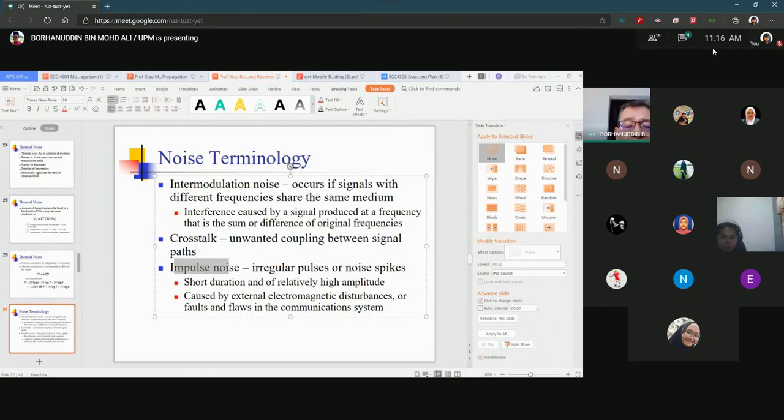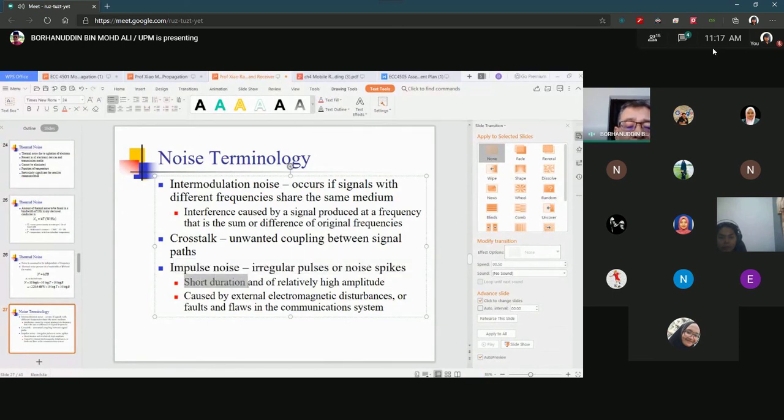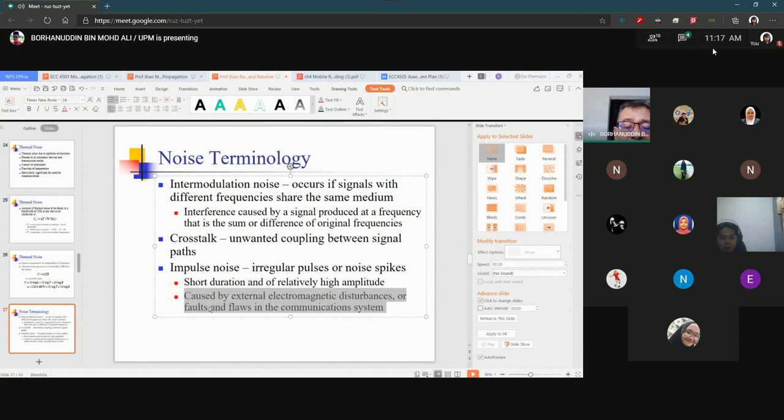And then there's impulse noise. These are irregular noise or noise spikes in the atmosphere, due to electrical things and so on. And it could be due to some extraterrestrial matter, like a meteor. If you transmit over a long distance, this meteoric burst can also interfere with your signal. It has short duration and relatively high amplitude. It's like a spike, especially if you are using it in a factory environment where there are lots of machines, and they produce electrostatic charge from the electrical machines and so on. It is caused by external electromagnetic disturbances or faults and flaws in the communications. It could be due to other reasons, faults. Maybe the connections are not good and they generate sparks and so on.